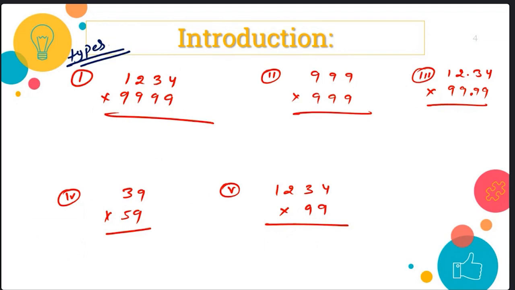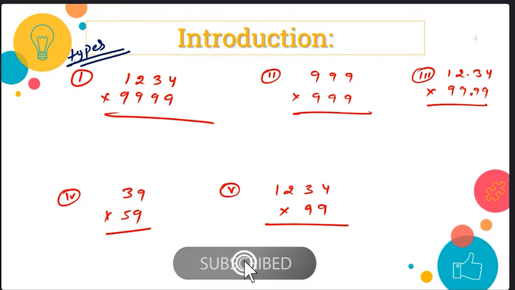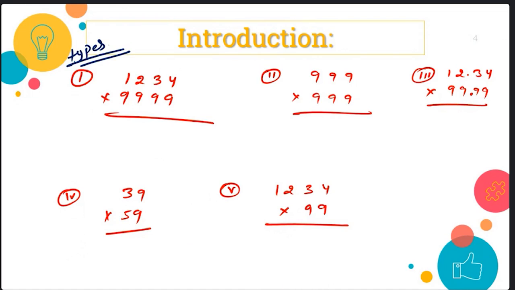So now, as you can see, in the first type of problem, 1, 2, 3, 4 is the number. That is the 4-digit number, and we are multiplying with the 4 nines. It doesn't matter if you are multiplying with 3 nines, 2 nines, 1 9, or whatever. For the sake of convenience, I will do the 2-digit multiplication, and the concept will go on similarly. Try to understand with the little smaller example, and then we will move to the bigger example.